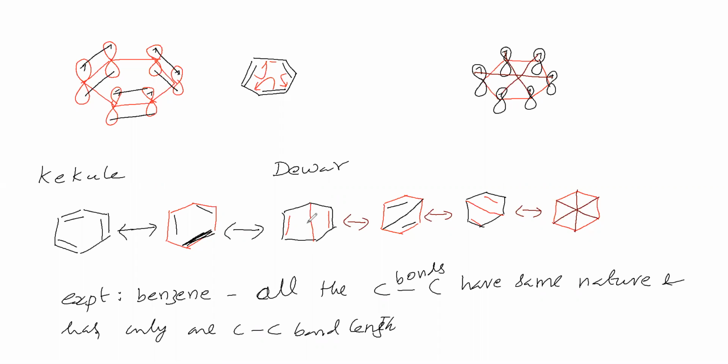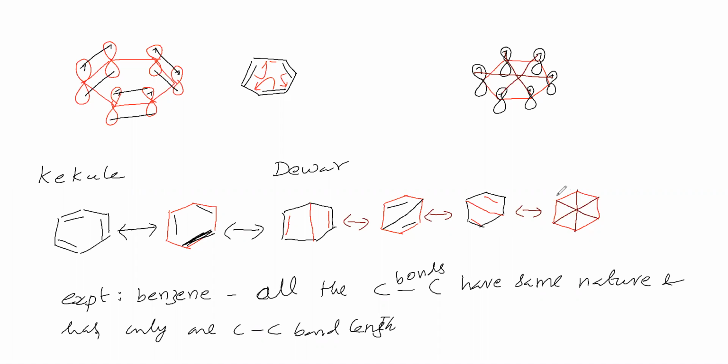So as per Dewar, how many CC bond lengths are possible? Three CC bond lengths are possible, but experiment says only one CC bond length, and also all the CC bonds have the same nature. So the Dewar structure is also not explaining this benzene structure. So we'll see regarding this.